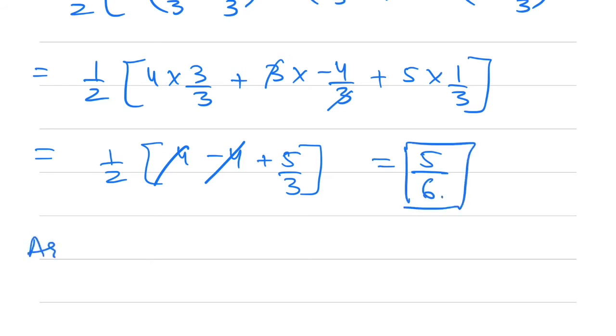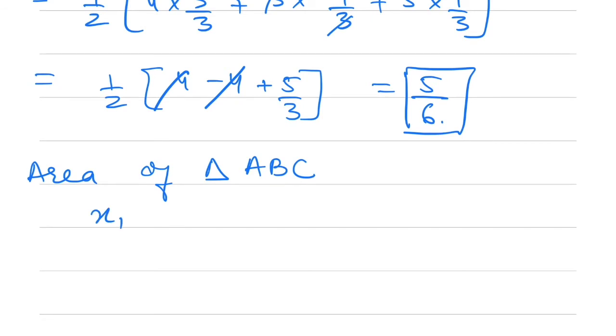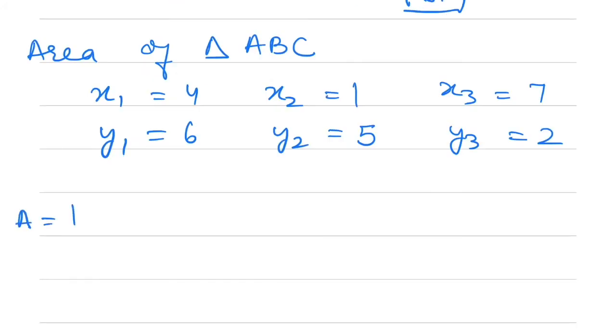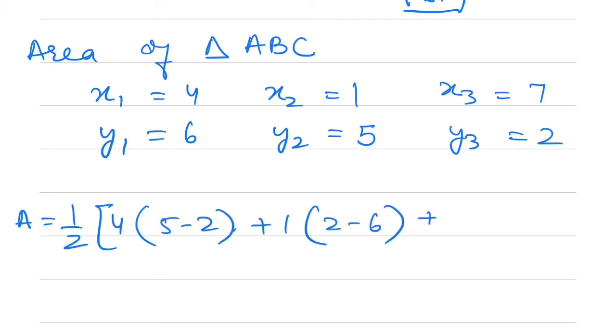We have to find out the area of triangle ABC also to compare. So now here x1, y1 is equal to 4 and 6, x2, y2 is equal to 1 and 5, and x3, y3 is equal to 7 and 2. Area of the triangle, so let's substitute. Half into 4 into (5 minus 2) plus 1 into (2 minus 6) plus 7 into (6 minus 5).